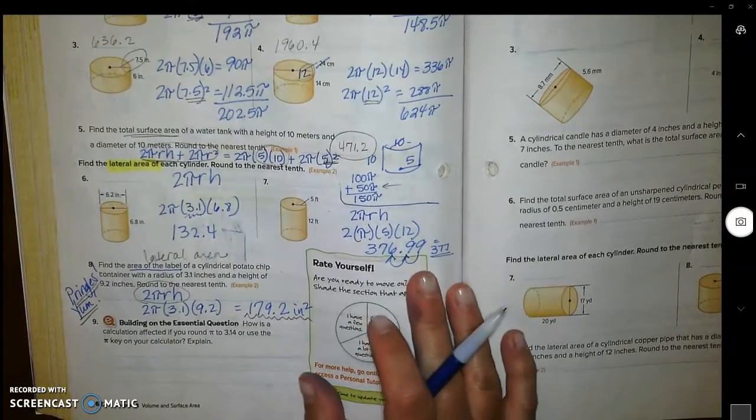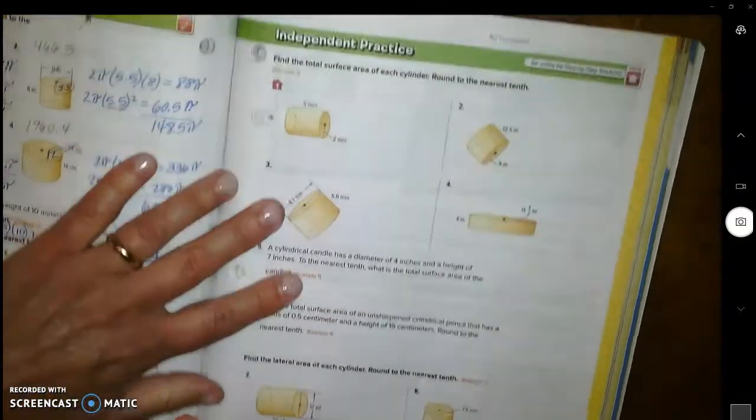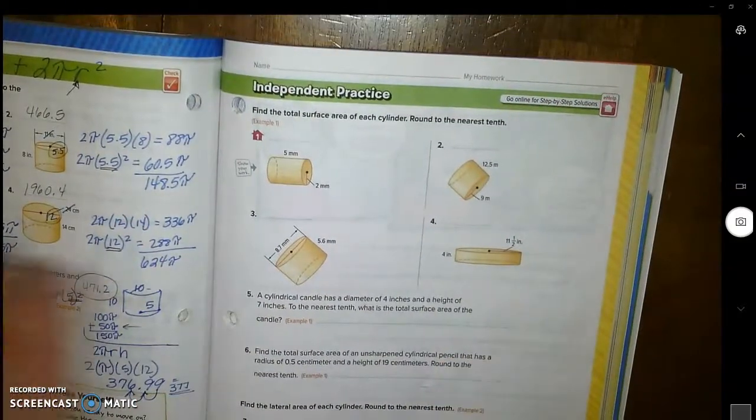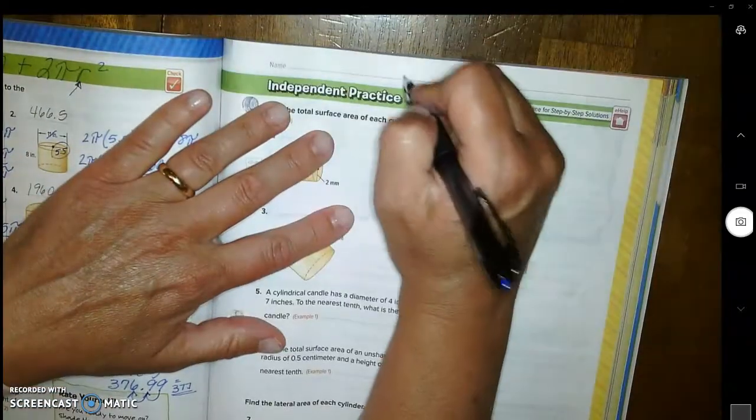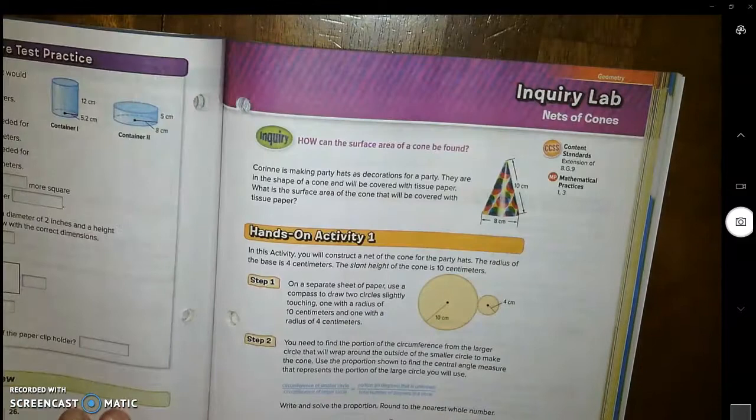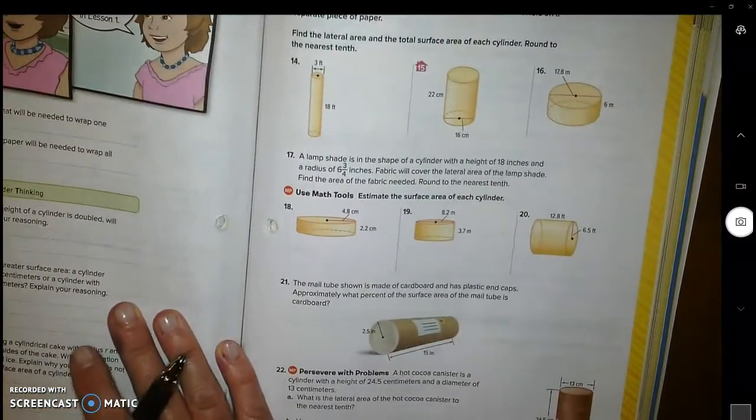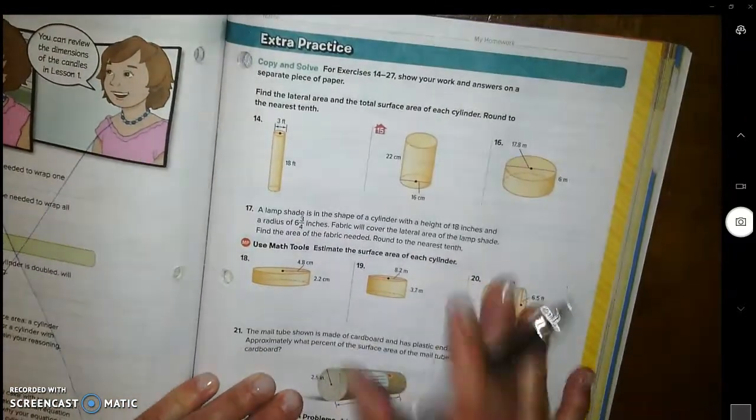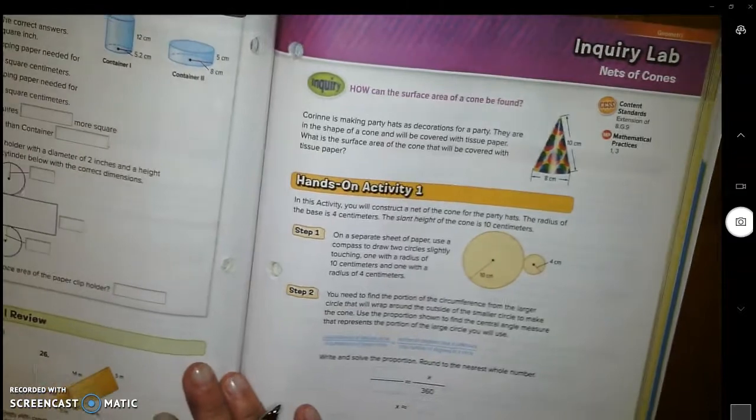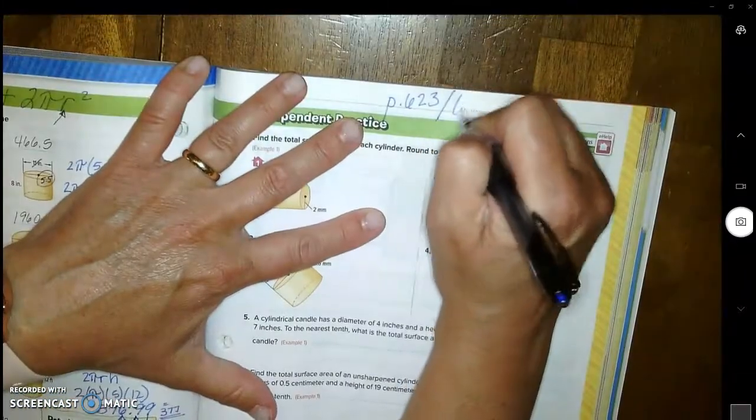All right, nice. So here's what I want you to do. Let's go try page 623, so the next page. Okay, do what you've always been doing. You guys are doing a fantastic job. Okay, let's skip this page and let's do page 625. And then I think that's it. So just page 623 and 625.